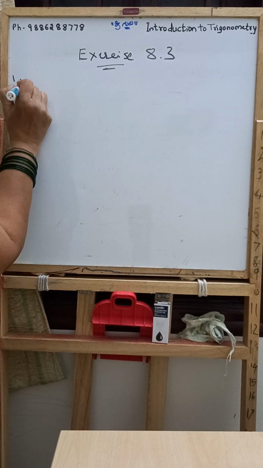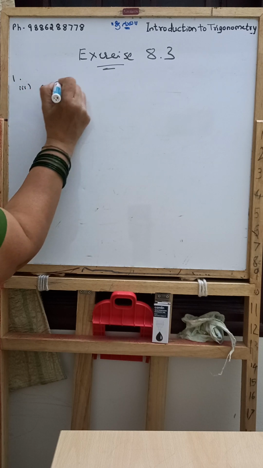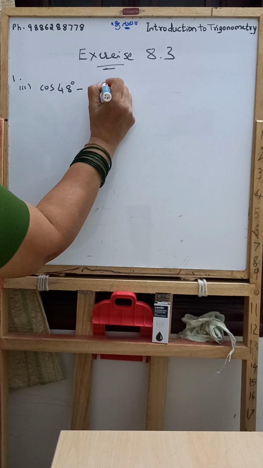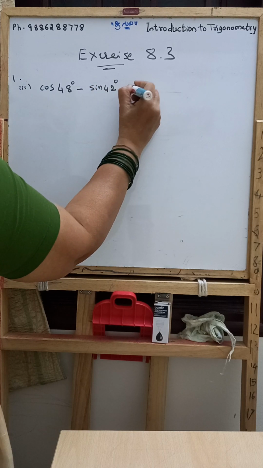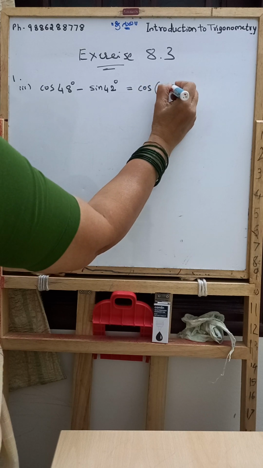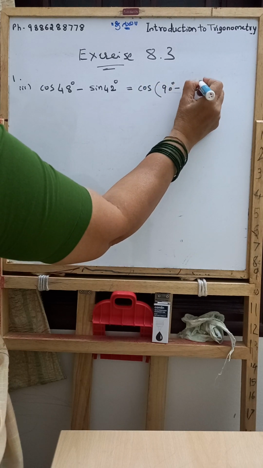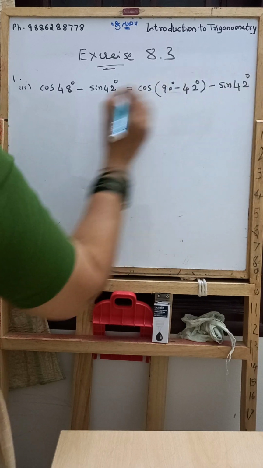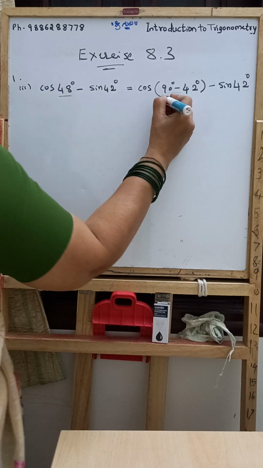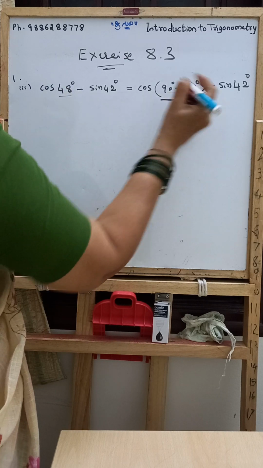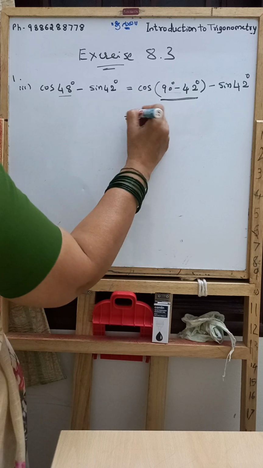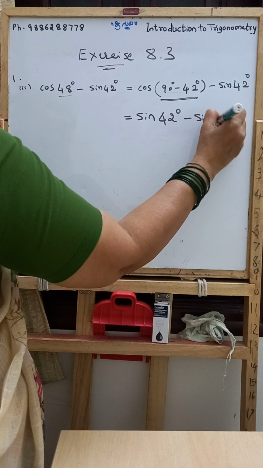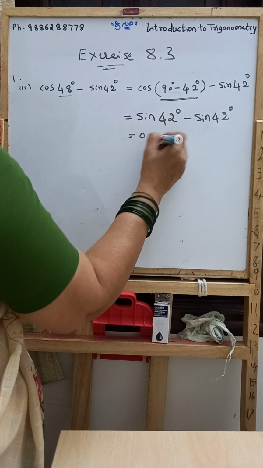On the third one, cos of 48 degrees minus sine of 42 degrees. This is equal to cos of 90 degrees minus 42 degrees minus sine of 42 degrees. Here 48 degrees is written as 90 degrees minus 42. Therefore, this is sine of 42 degrees minus sine of 42 degrees. This is equal to 0.